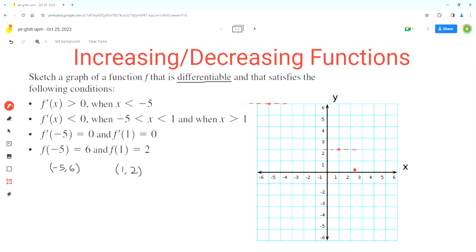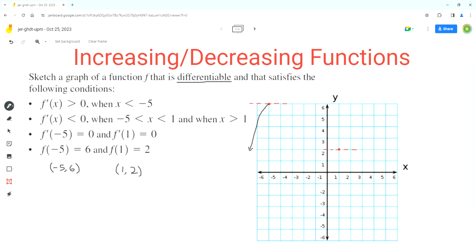Now we can continue our analysis with the first condition. So as per the first condition, f prime of x is greater than 0 when x is less than -5. That means the slope of the tangent is positive on the function to the left side of -5. That means to the left side of -5, the graph of the function is sloping upwards from left to right. So we can show that as a curve that goes like this. So as we go from left to right, you can see the function is increasing.